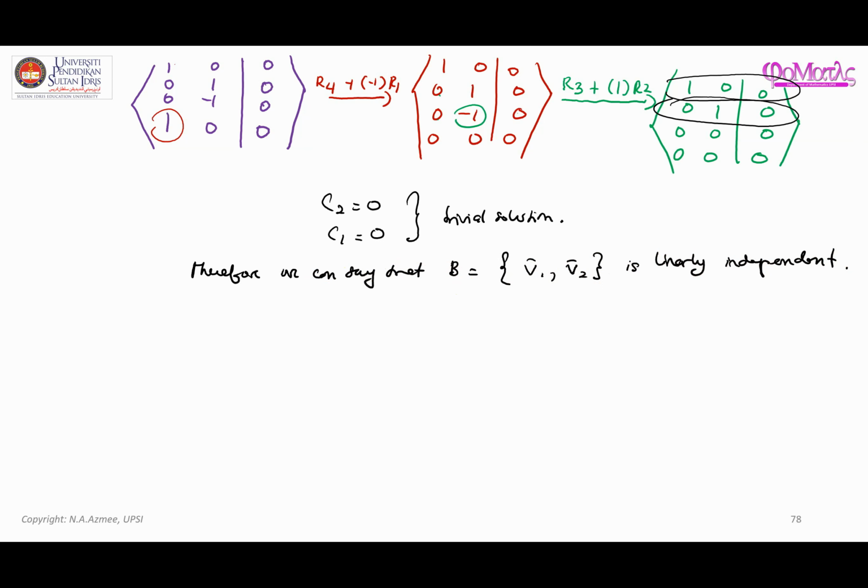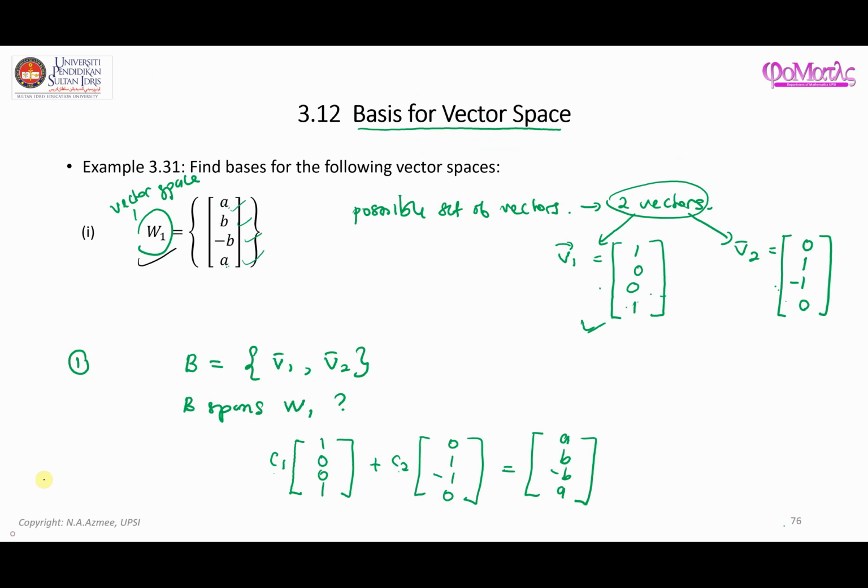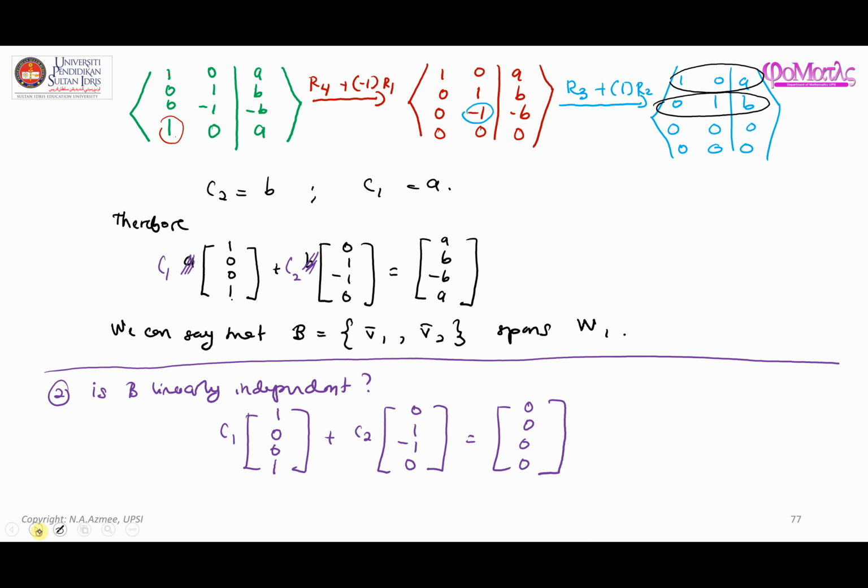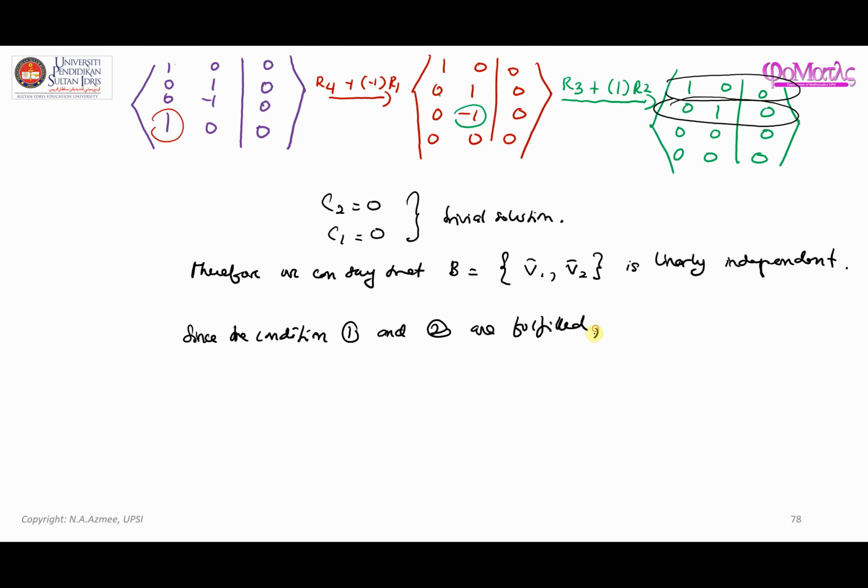Okay, and since the condition 1 and 2 are fulfilled, so here is condition 2, here is condition 1. Therefore, B, our set, consists of vector 1 and vector 2 here, is said to be the basis of W1. So this is the vector space. Okay.